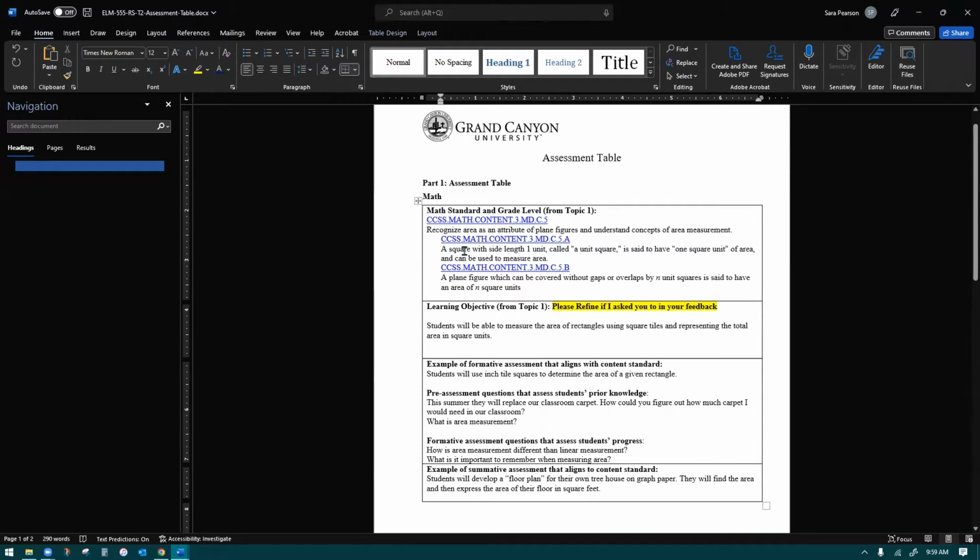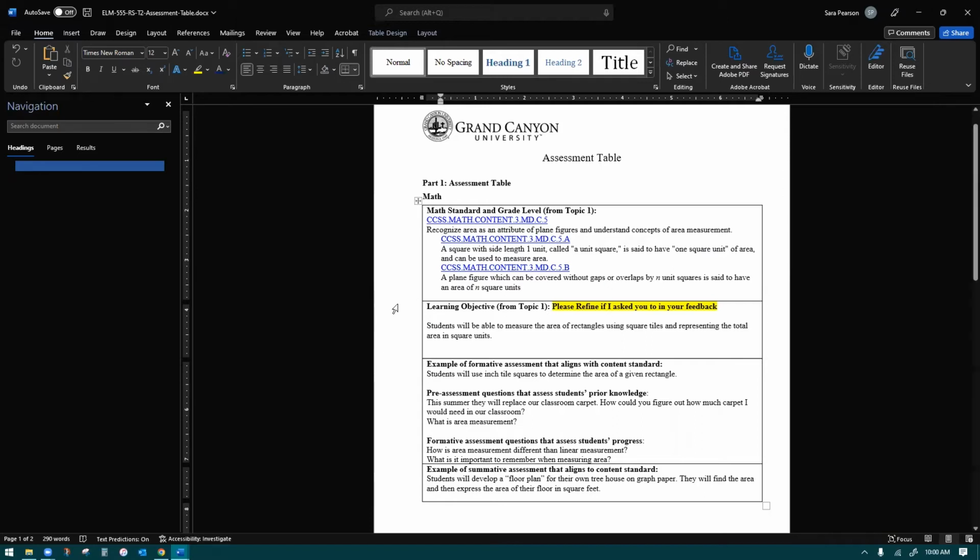So first, a square unit with a side length of 1 unit is called 1 unit square. And it's said to have 1 square unit of area and can be used to measure area. So now we're looking away from linear measurement and we're going into square units. And that's really the understanding we want students to have when it comes to learning about area.